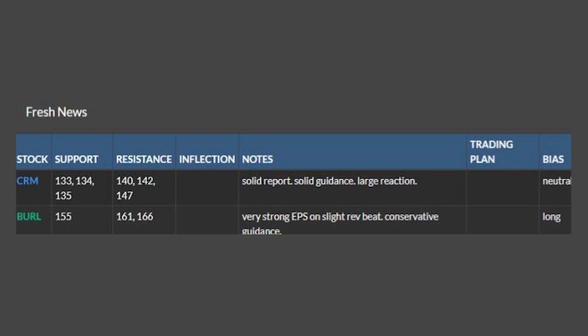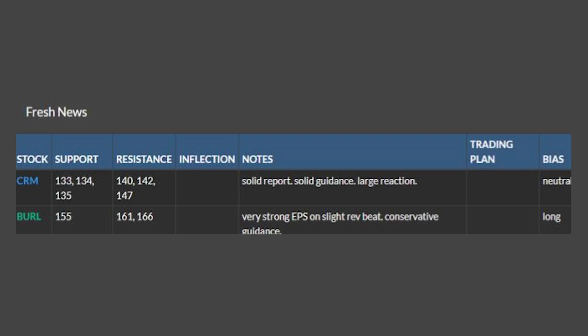In the case of something like BURL, which we're going to talk about today, we are going to look for it, on the open, to hold support and trend up to resistance. If it actually starts to hold above resistance, we're going to look for it to trend the rest of the day and perhaps even take out the second resistance. And if it closes above the second resistance, it becomes a swing trade on the long side.